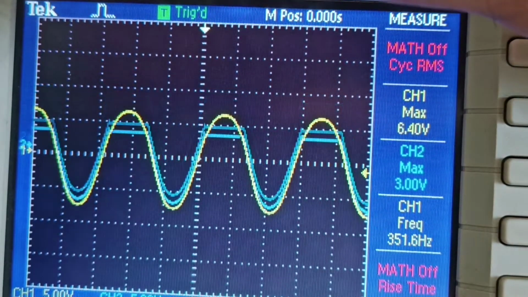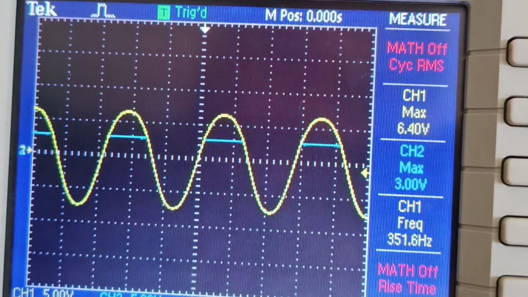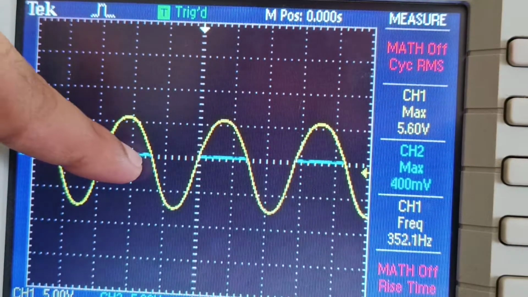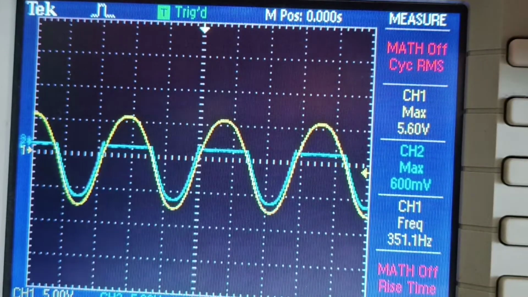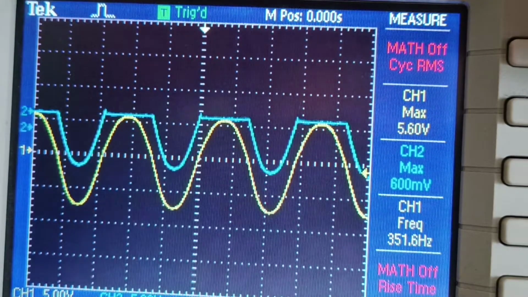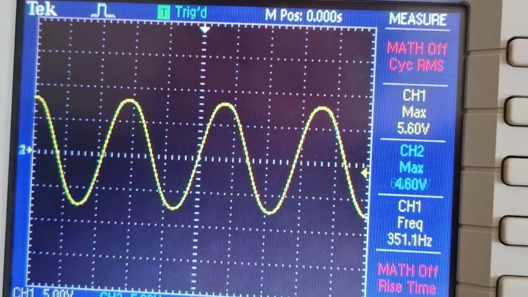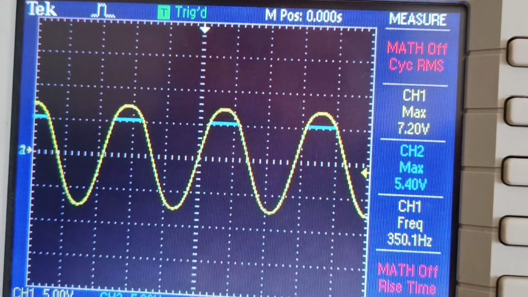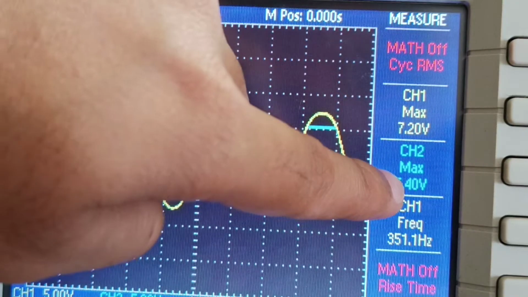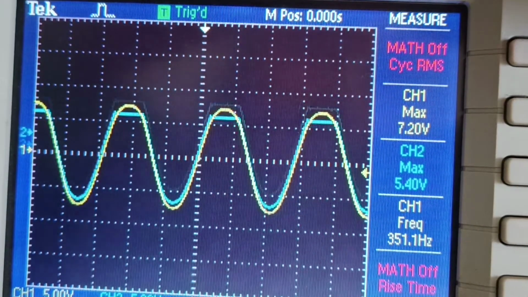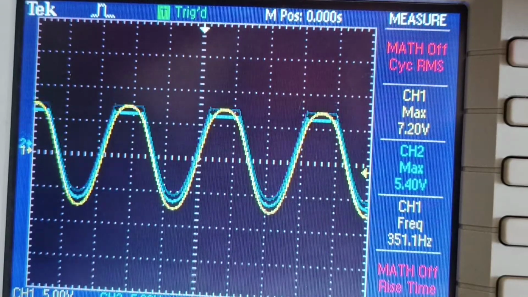Now if I change my V reference to ground, 0 volt, then it comes to this, which means half of the signal has been clipped. Now if I go to 5 volt, see it is showing 5.40 maximum. See here it has been clipped. This is the circuit where it has been clipped.